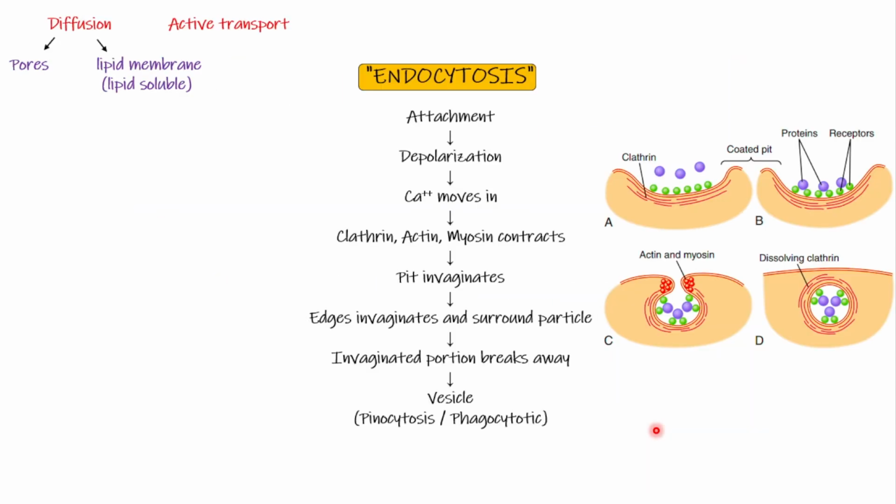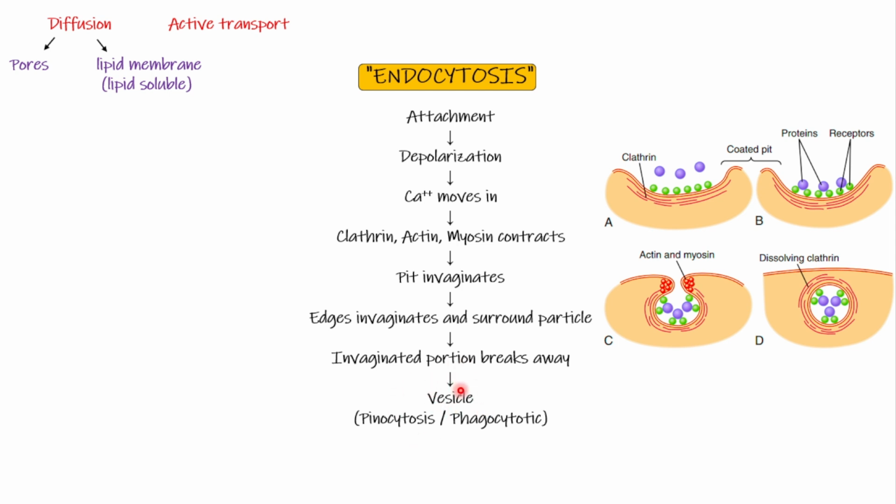So these are the steps. First, there is attachment, then depolarization, then calcium moves in, then the proteins contract, then the pit invaginates, the edges of the invagination are fused, and this results in the formation of the vesicle.